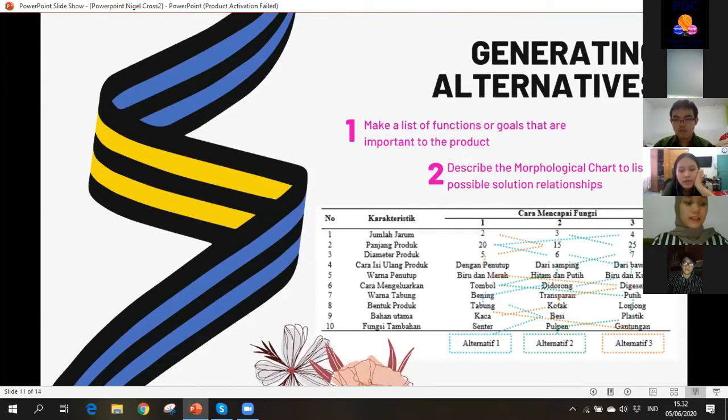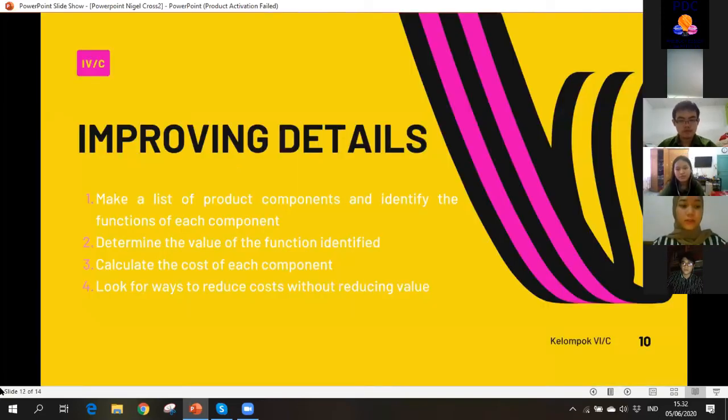This is the final stage of the design process. It is used to increase the value of the product for consumers and reduce costs that must be paid by the manufacturer. One, make a list of product components and identify the function of each component. Two, determine the value of the function identified. Three, calculate the cost of each component. Four, look for a way to reduce costs without reducing value.